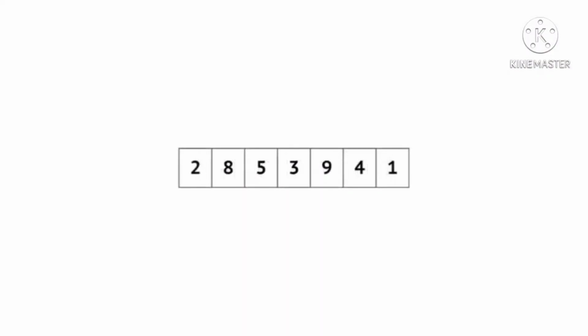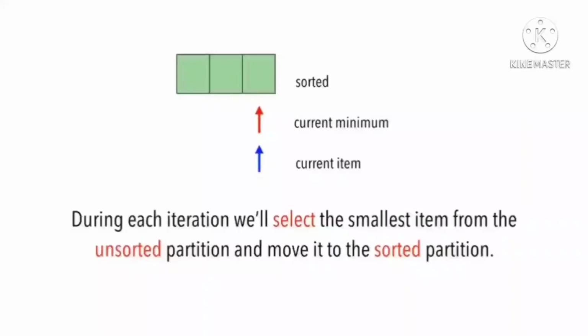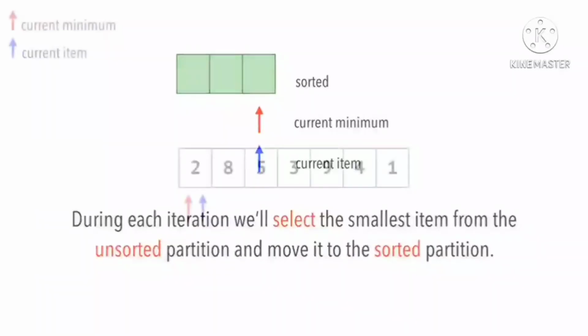And the next that we have here is selection sort. Now selection sort is a lot easier and a lot faster. So as you would see here in an example, compared to just swapping the numbers for each cycle iterating, in this one, during each iteration, we'll select the smallest item from the unsorted partition and move it to the sorted partition. Basically using the blue and the red arrow as the minimum number and the current number that the system is running.